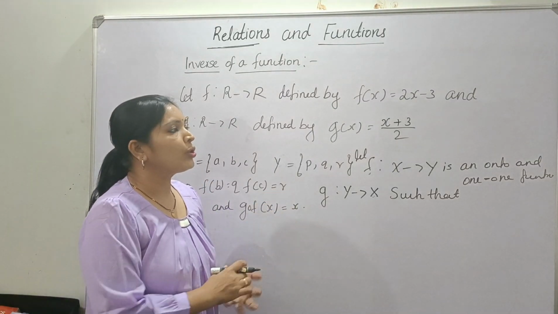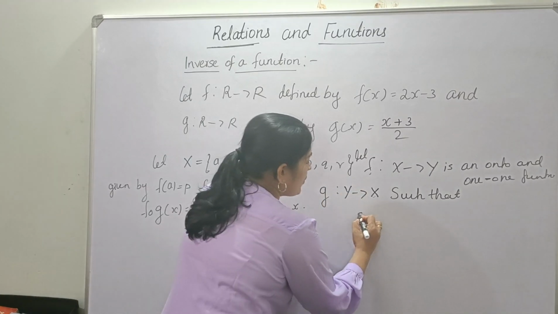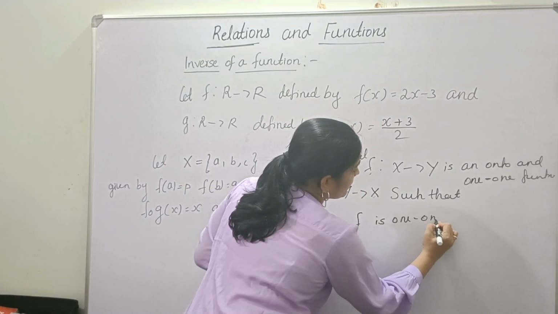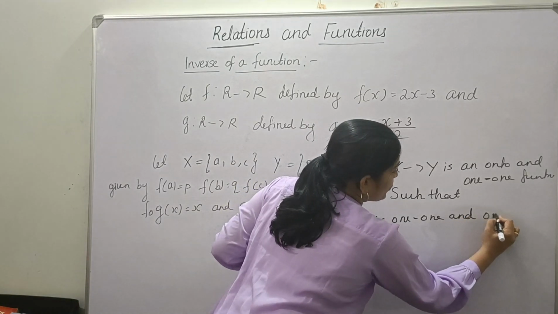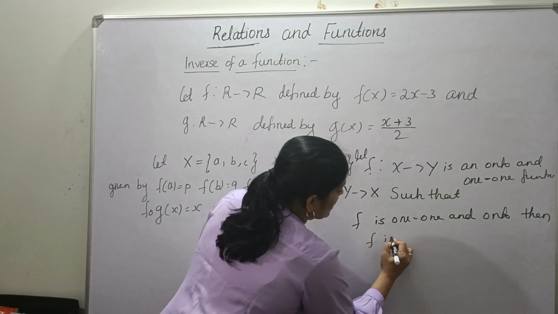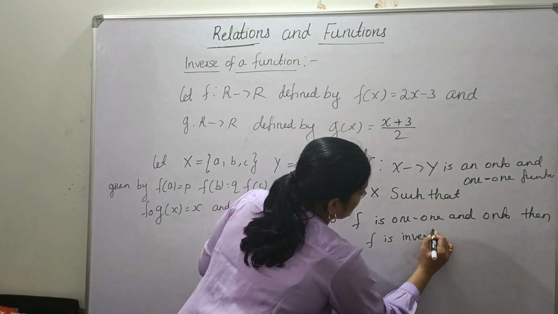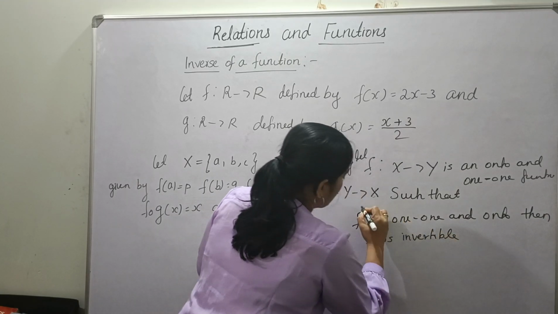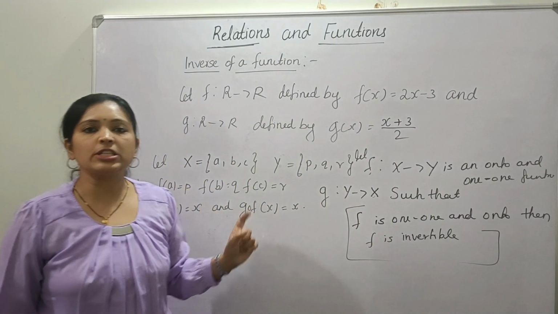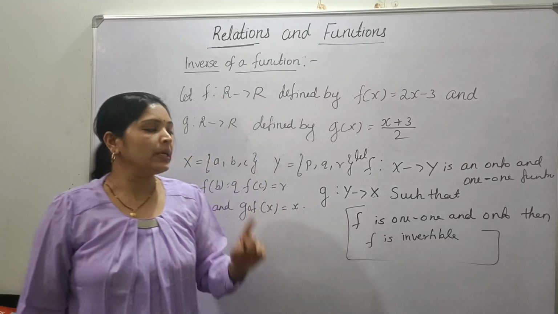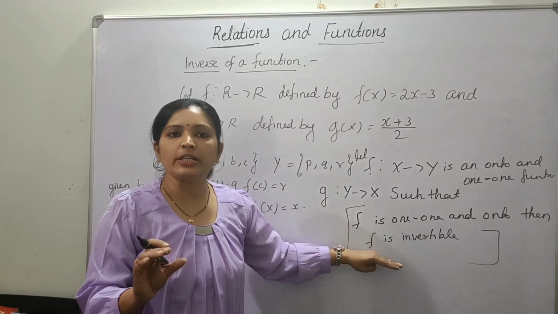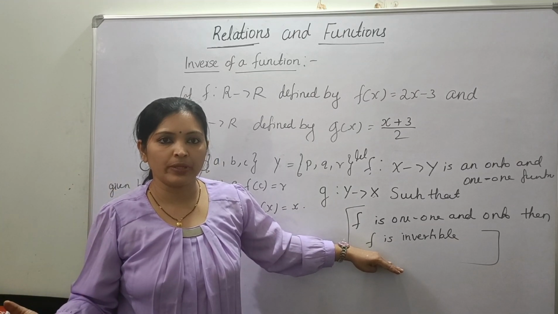So also note it down: if a function f is one-one and onto, then the function f is invertible. Remember, if a function f is one-one and onto, then that function is invertible. That means this function has an inverse function.